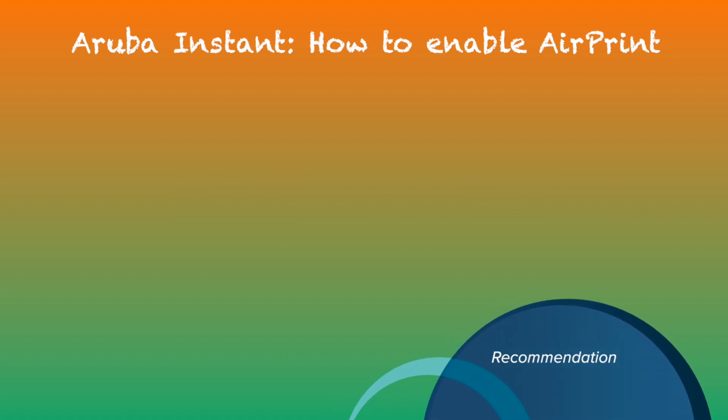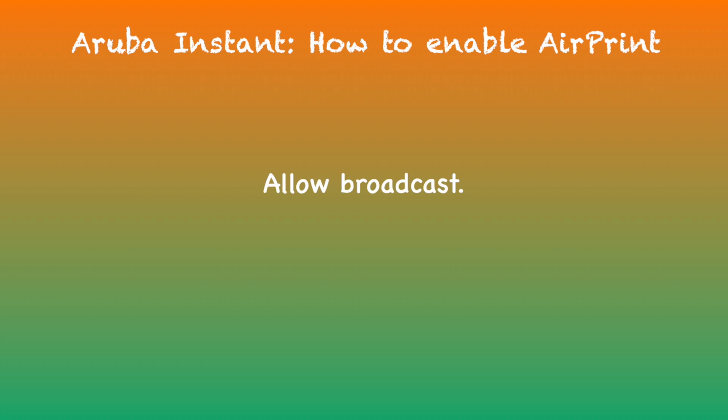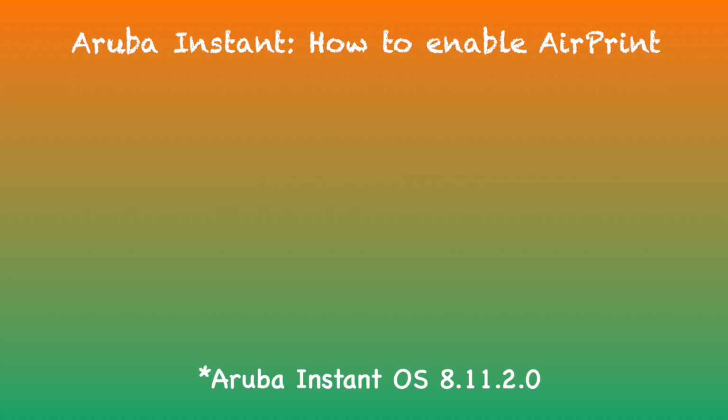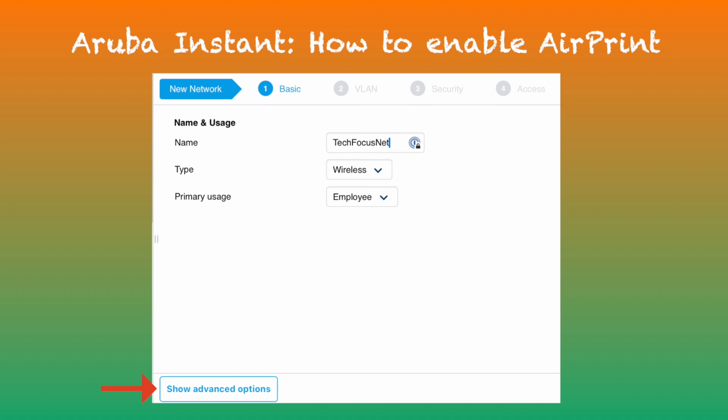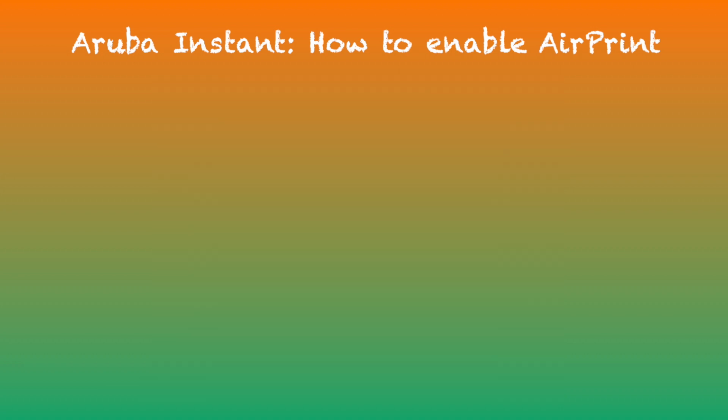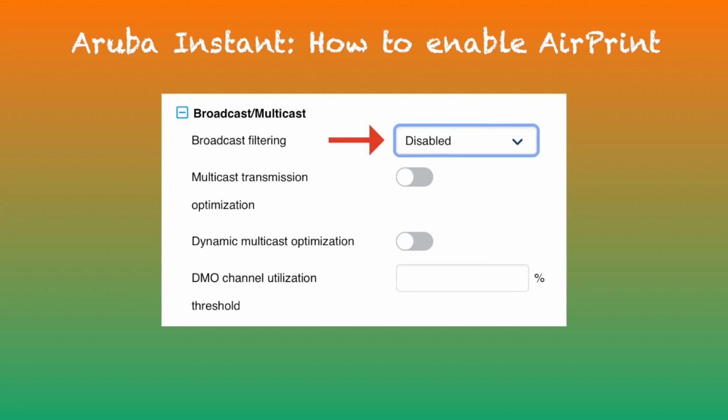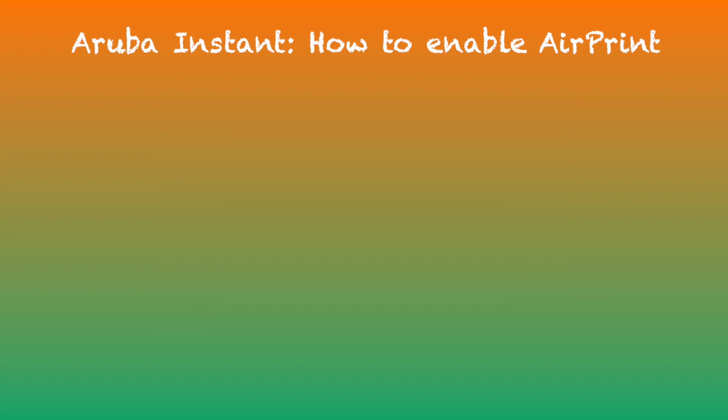Therefore, the recommendation or solution is simple. Turn on multicast or broadcast service. In order to do this, you want to go to Configuration, Networks, SSID Edit, Basic, Show Advanced Options, Broadcast Filtering, and set that to Disabled.